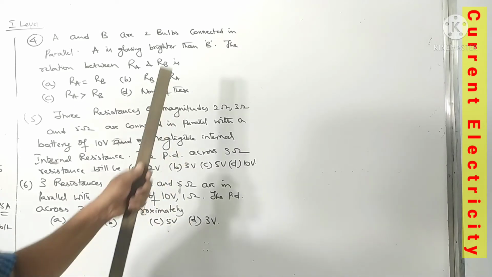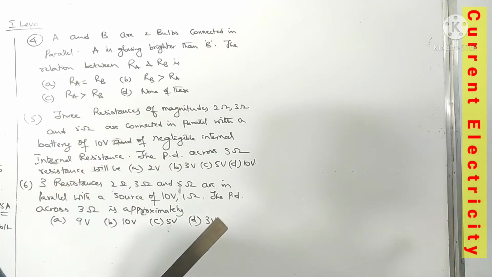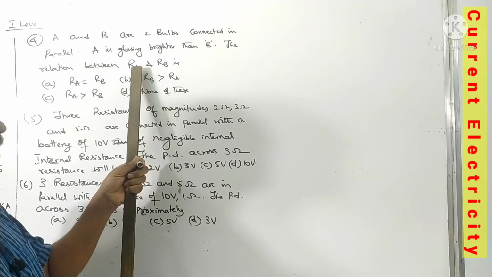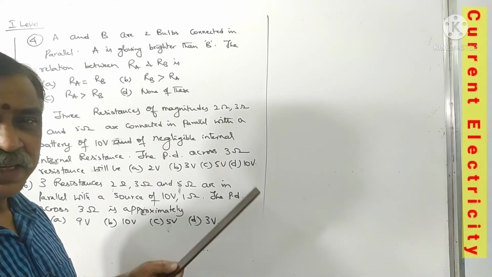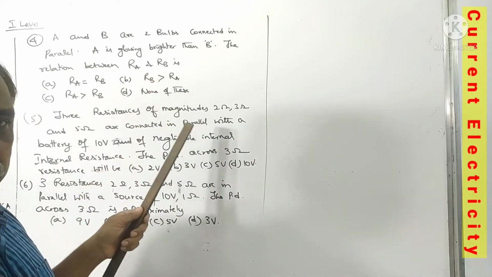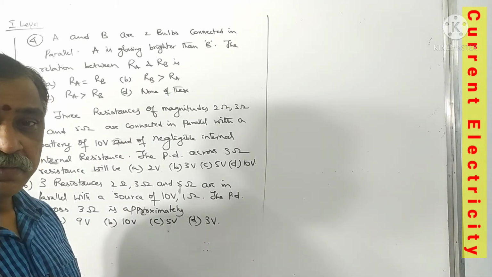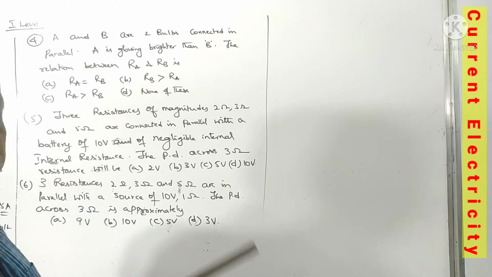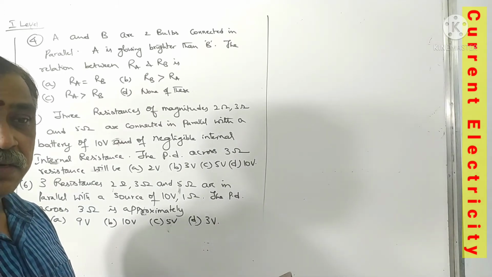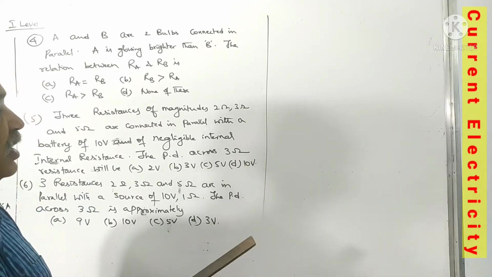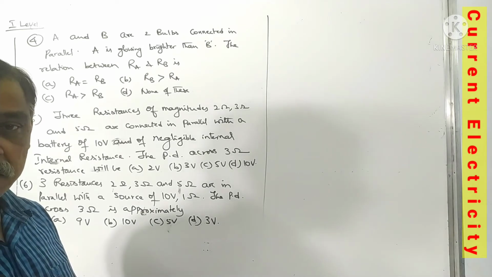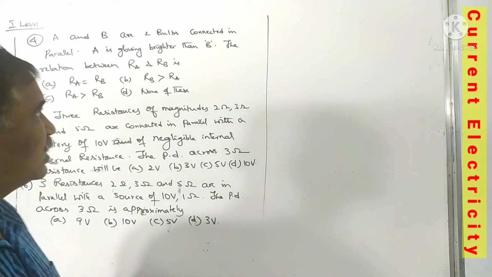A is glowing brighter than B. What is the relation between the resistances of A and B, RA and RB? Already I discussed this. So in parallel connection, the one which has got lower resistance glows brightly. The one which has got higher resistance glows dim. Dim bulbs have high resistance, bright bulbs have low resistance.